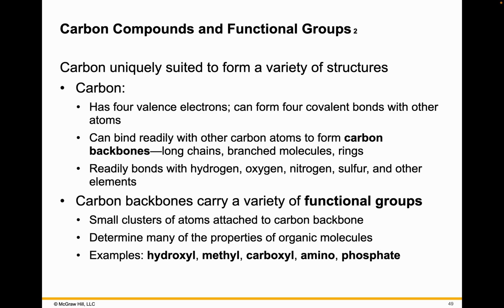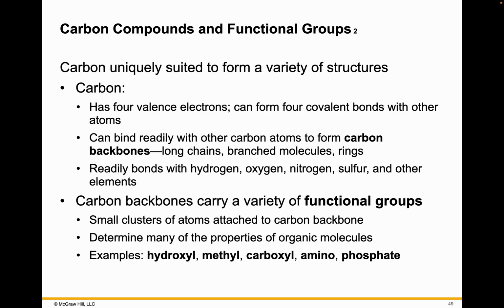Carbon works because carbon has four valence electrons and can form four bonds with up to four different atoms. It readily combines with other carbon atoms to form carbon backbones, which can be chains, branched, or rings. It combines well with oxygen, hydrogen, nitrogen, and sulfur, and several other elements.